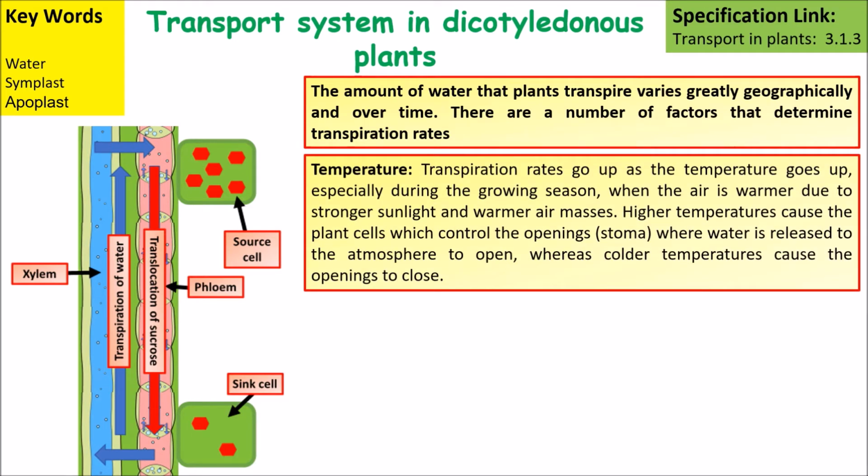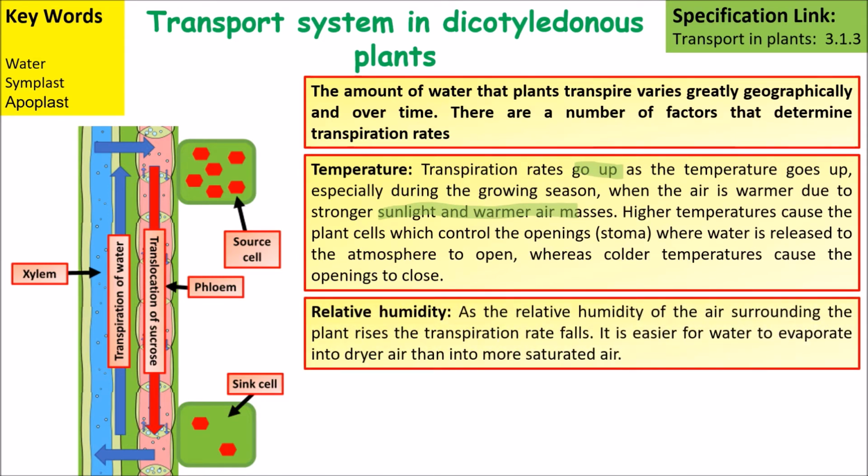Temperature is one of the main ones. Transpiration rates go up as the temperature goes up, especially during the growth season when the air is warmer due to stronger sunlight. High temperatures cause the plant cells which control the openings of the stomata, where the water is released into the atmosphere, to open, whereas in colder temperatures those openings are closed.